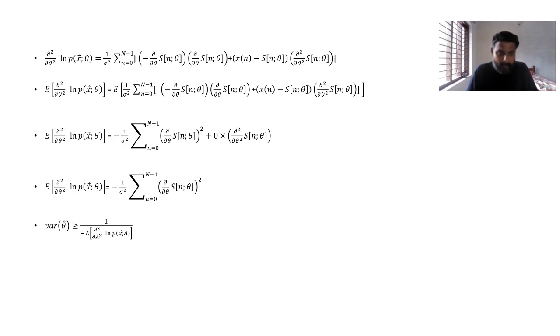Okay, so what happens is that I will just take the expectation of ∂²/∂θ² of ln of p of x of theta, which is nothing but 1 by sigma square, sigma n equal to 0 to n minus 1, ∂/∂θ of s of n of theta the whole square. So minus and minus will cancel, it will be positive, and sigma square will be in the numerator, so it will be sigma square divided by sigma n equal to 0 to n minus 1, ∂/∂θ of s of n of theta the whole square. That is nothing but variance of theta cap.